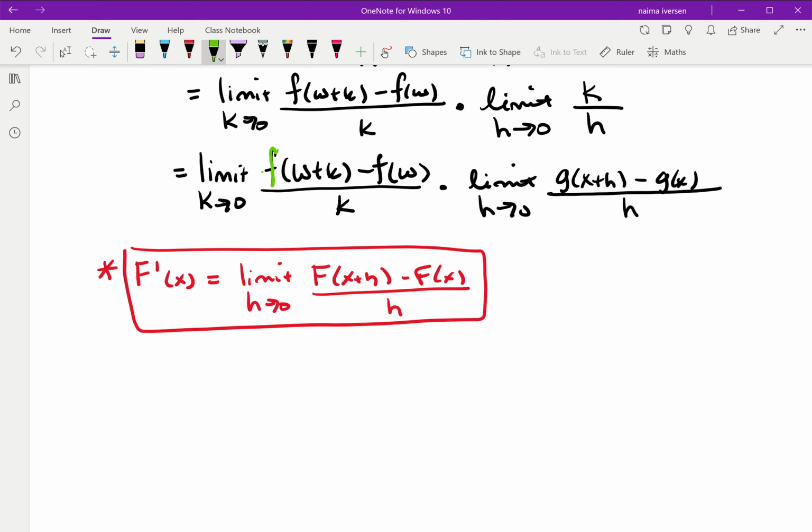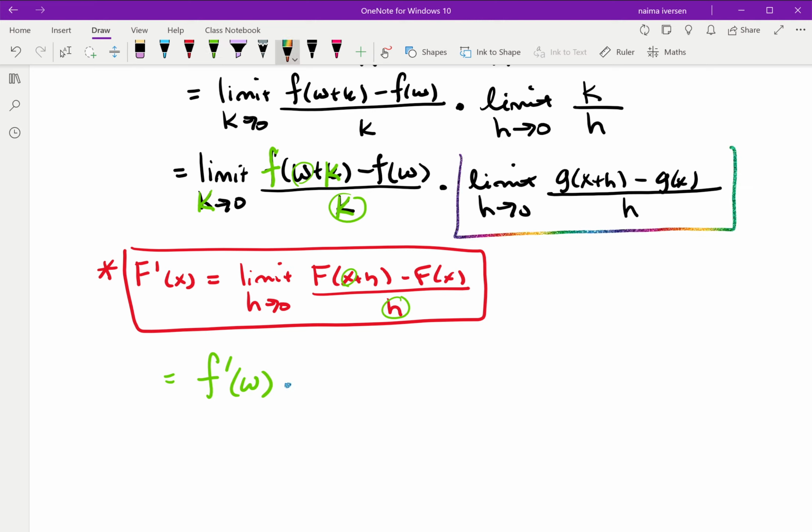We've got the limit as k goes to 0 of f of w plus k minus f of w, all over k. This first one right here is going to be f prime of w. Instead of using x, we're using w. Instead of using h, we're using k. All the stuff is the same. And then we are multiplying by this guy, and this guy over here is just g prime of x.